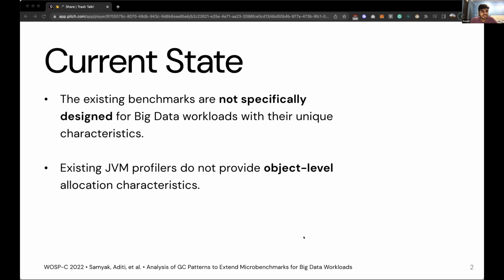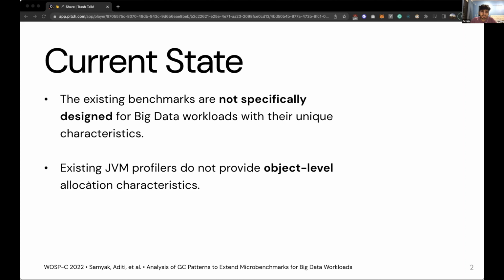So what is the current state of garbage collection in big data workloads? The existing Java benchmarks are not specifically designed for big data. Since big data workloads have unique memory patterns compared to most other Java applications, these being huge objects and long-lived shuffle data and so on. They also have some unique computation features, being CPU-intensive operations and iterative computation.